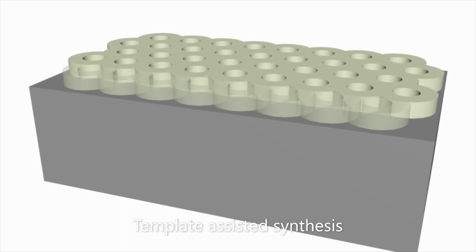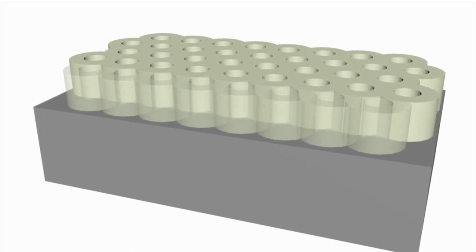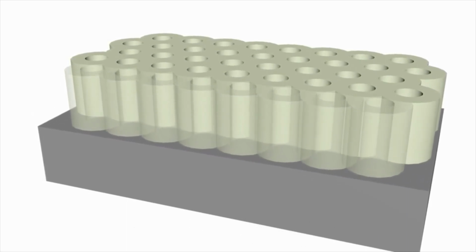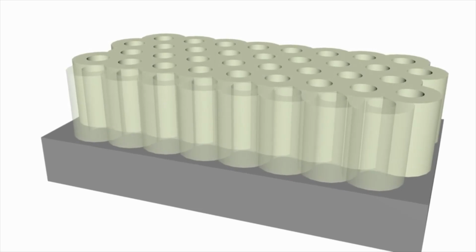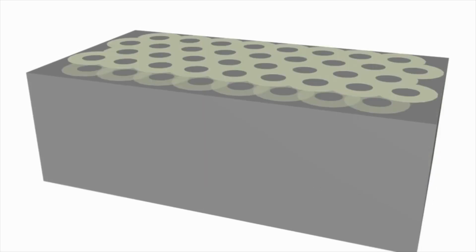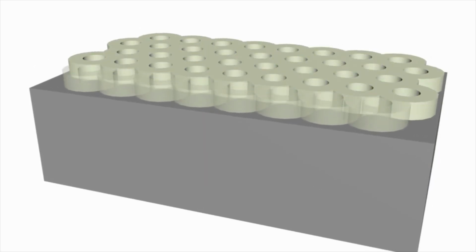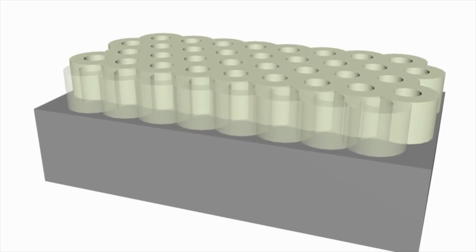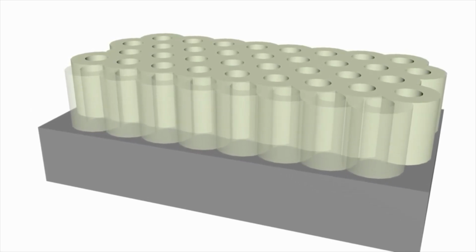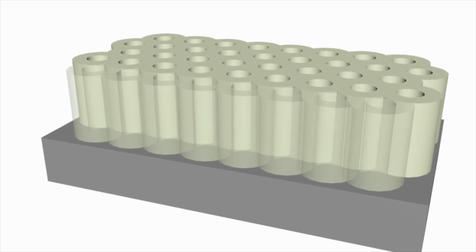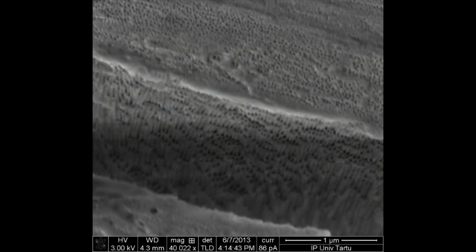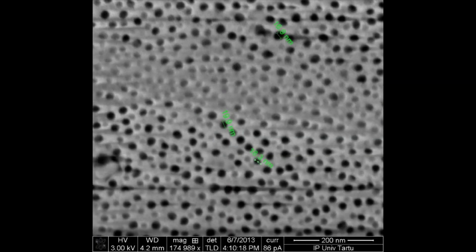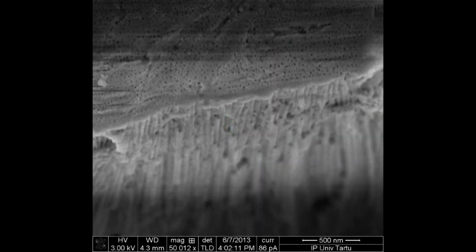First, you need to prepare a template by anodizing aluminum. In this process, aluminum is oxidized and a porous oxide layer is generated. The diameter, length and distribution of the pores can be accurately tuned by using proper anodizing parameters.